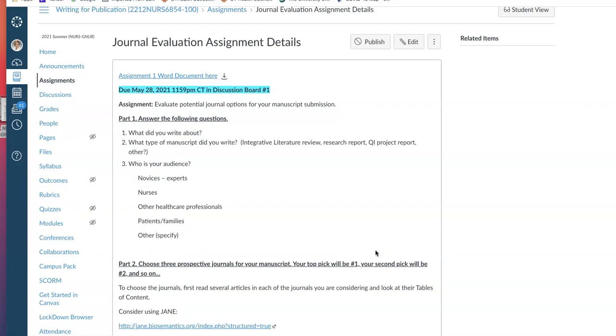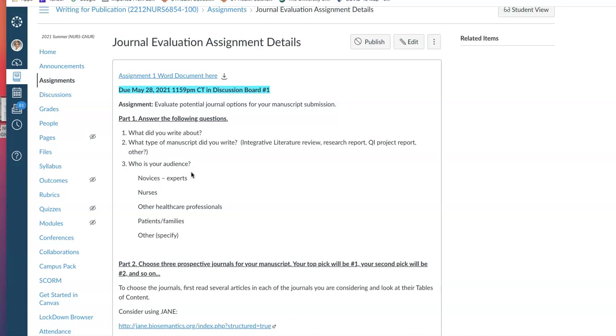And then here is your journal evaluation assignment. It's due May 28th by midnight on discussion board 1. So you need to evaluate potential journal options for your manuscript submission. This assignment has 5 parts. Part 1, answer the following questions. What did you write about? What type of manuscript did you write?